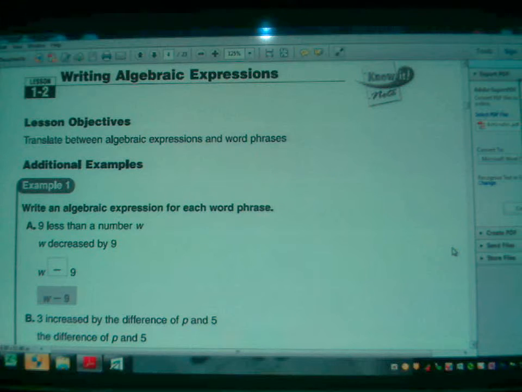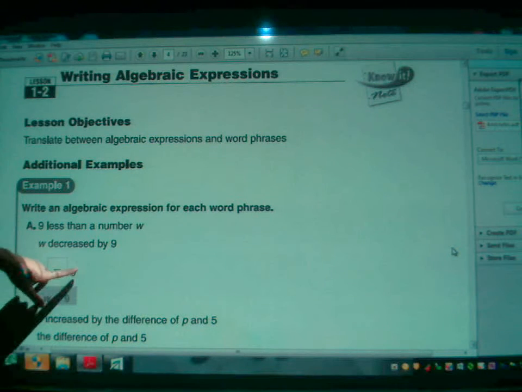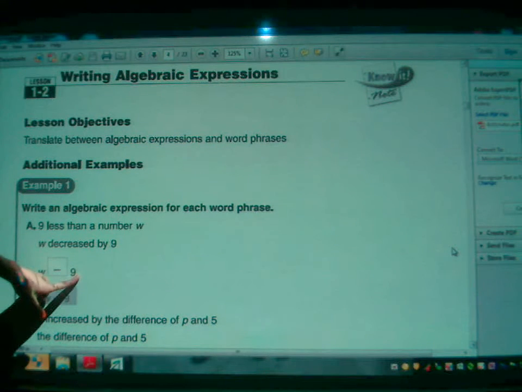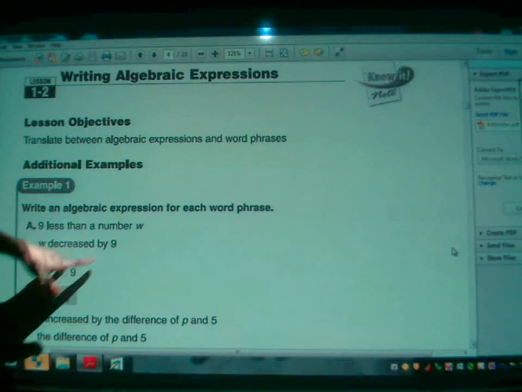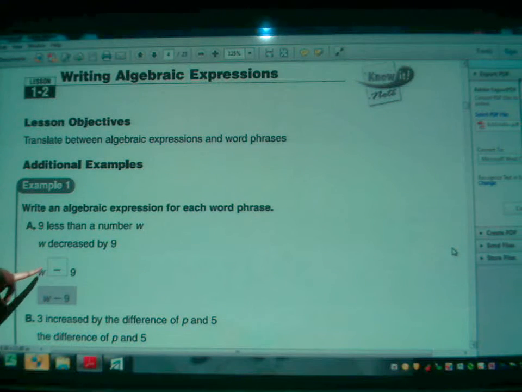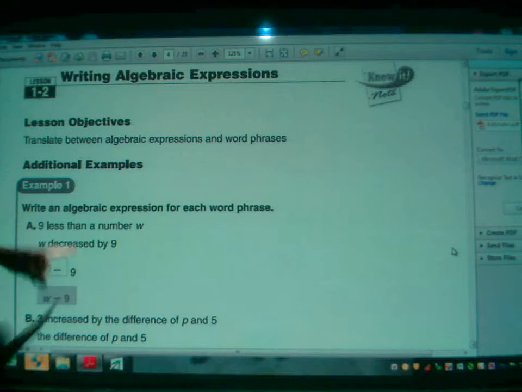Notice here, though, we're using the variable W instead of a number like 10, a variable, which is what makes this an algebraic expression. It has to have that variable. So the number that's 9 less than W has minus 9 at the end, and it's minus subtracting 9, taking 9 away from the variable W, which is why we write W minus 9 for the answer here to 1A.